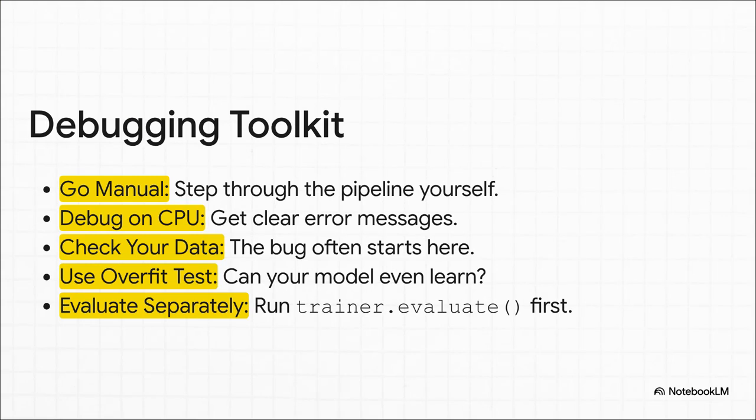First up, always go manual and break down the pipeline. To unmask those CUDA errors, always debug on the CPU. Remember to always check your data first. That's where the bug usually starts. For those silent failures, use the one-batch overfit test. And finally, save yourself a ton of time by making sure your evaluation loop works on its own before you kick off a long training run.